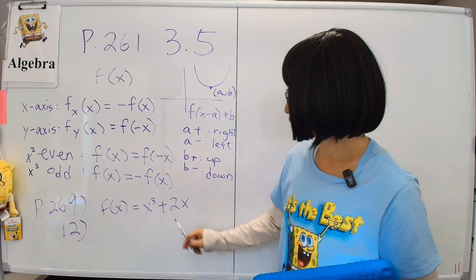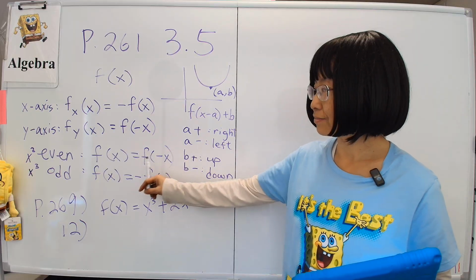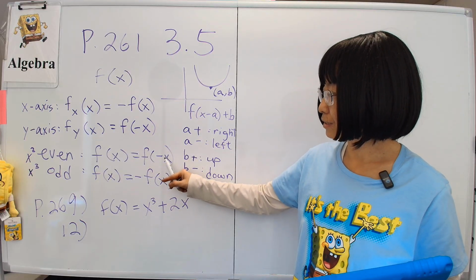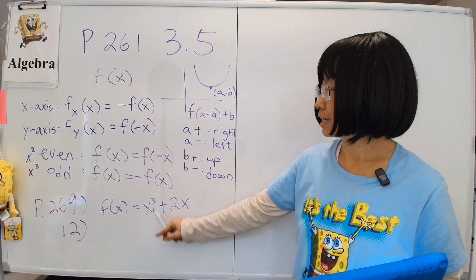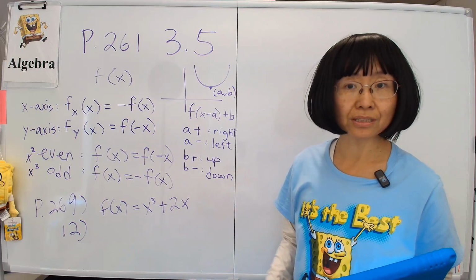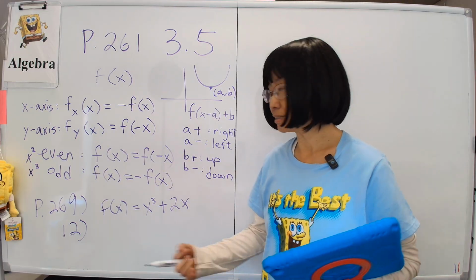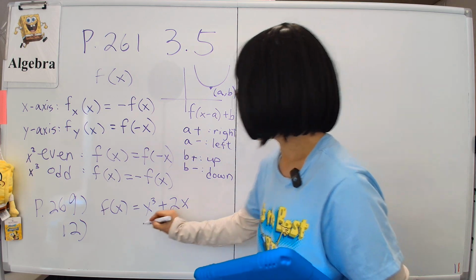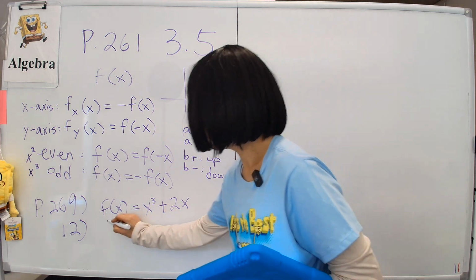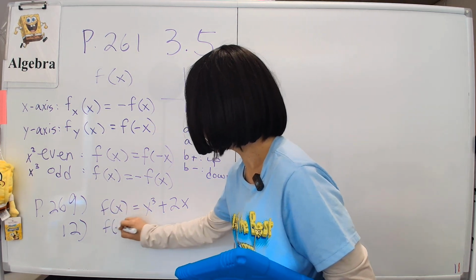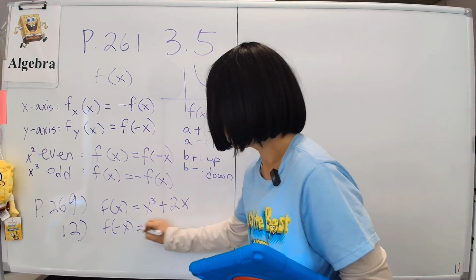To test for evenness, we'll stick f of negative x in place of x and see if it equals the original function. If it does, it's even. If it doesn't, then it's not even. So let's do that. We're going to stick the negative x in there, and let's see what happens.